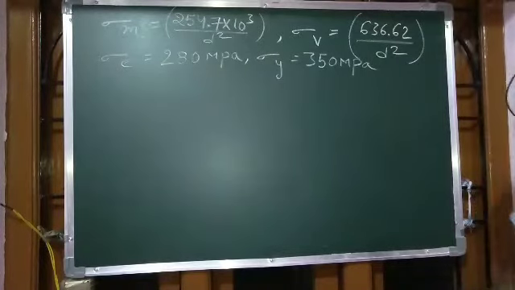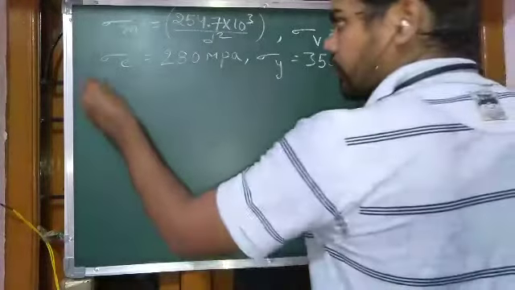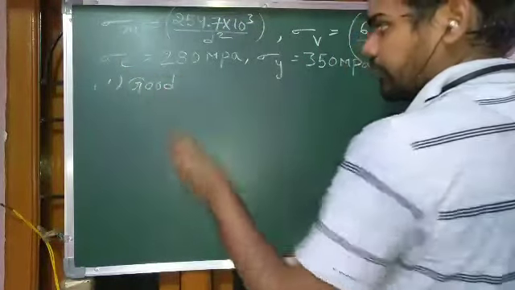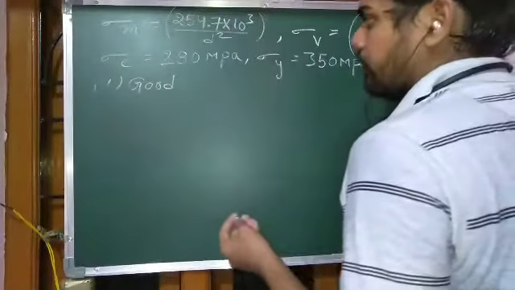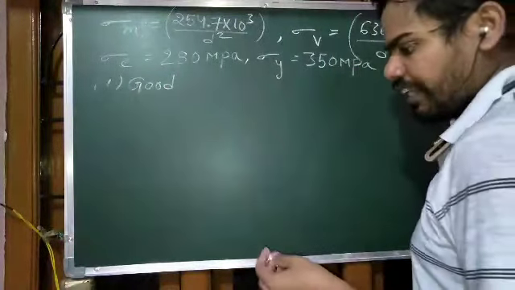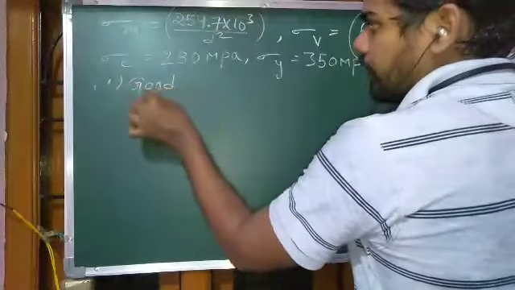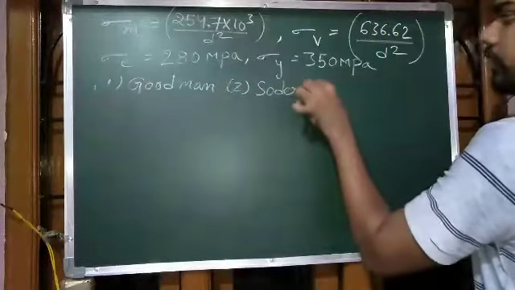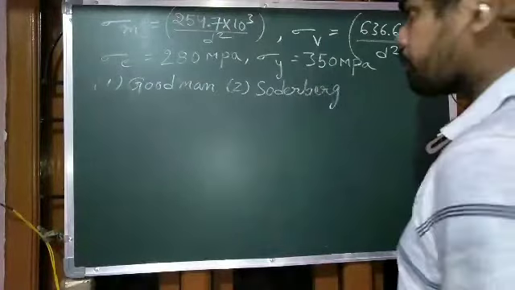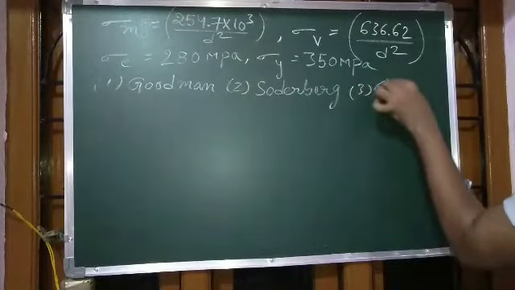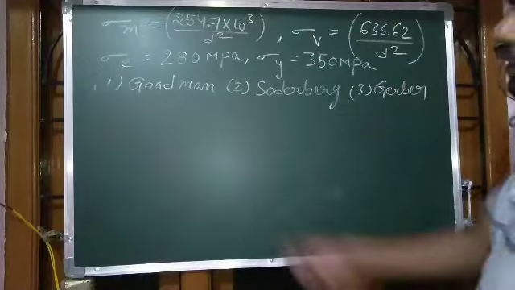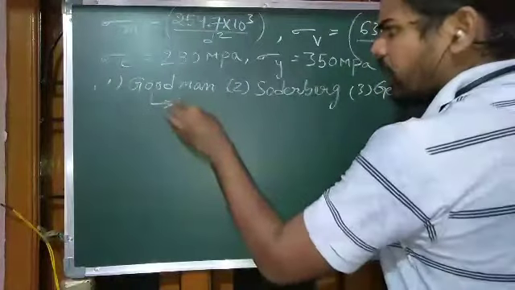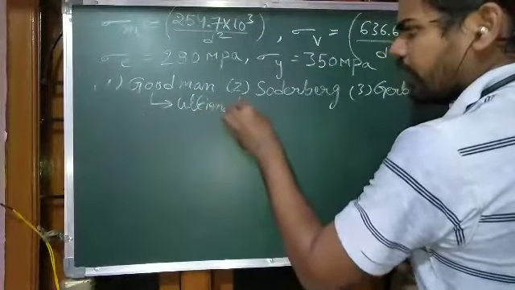So it means we have 3 theories of failure for designing any component which is subjected to fluctuating stresses or fatigue. What are they? Goodman theory, Soderberg theory and the Gerber parabola. For Goodman theory, the design is based on ultimate strength. Very important, remember ultimate strength.